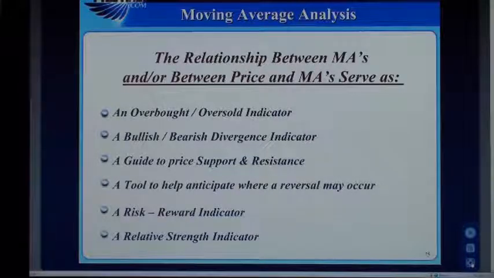As we're looking at our moving averages, we're going to look at the relationship between them and the relationship between price and those moving averages. We're going to use them for an overbought, oversold indicator. We're going to use them for a bullish and bearish divergence indicator. We'll use them as guides to support and resistance, to help us anticipate where a reversal may occur, for risk reward, and relative strength. We're going to come to conclusions on all of these just by looking at the relationship between these moving averages and the moving averages in price.